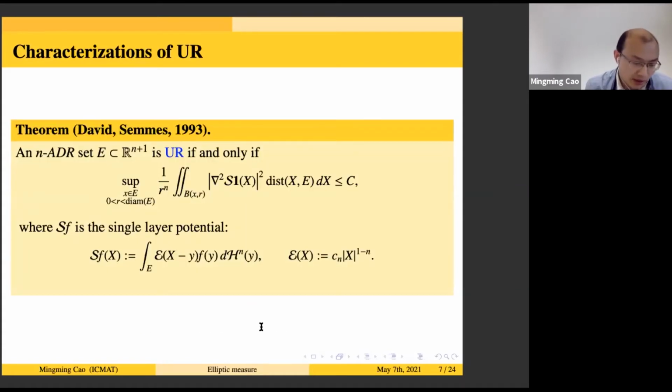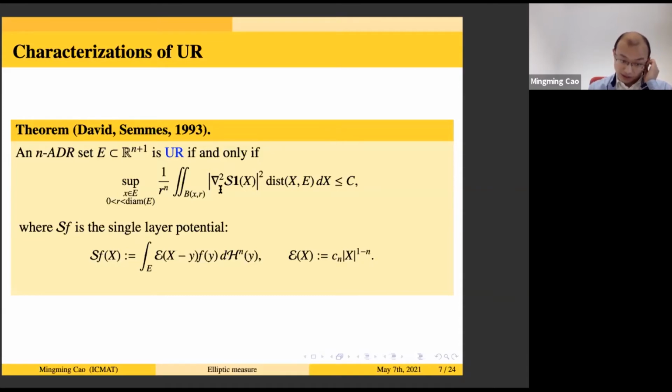Okay, we have given some definitions. Let us talk about some results related to uniform rectifiability. The previous definition of UR is geometric. We are going to present several characterizations of uniform rectifiability. The first one is analytic.